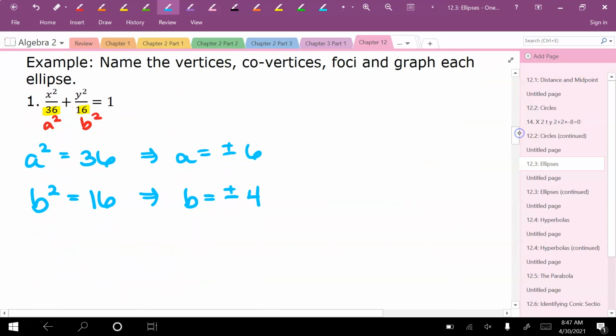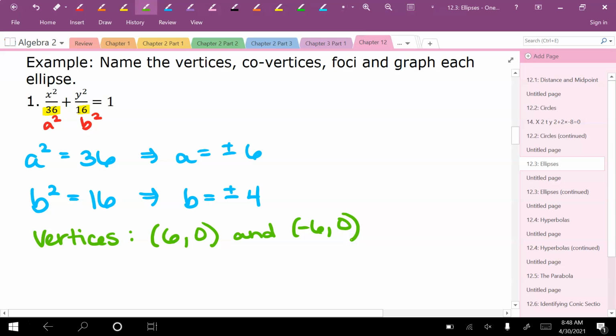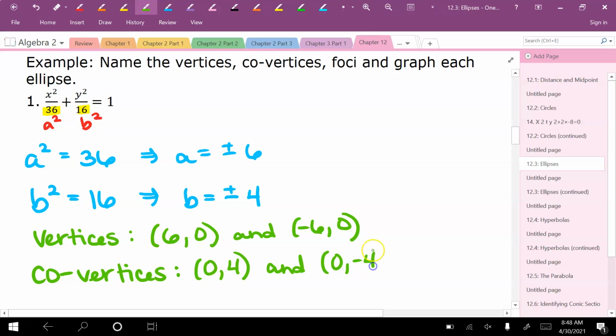Coming back up here to my chart, my vertices are plus or minus the a value and then 0. I said that my a value was 6. So for my vertices, you're going to have positive 6, 0, and negative 6, 0. Because it has that plus minus sign in front, there's two different points. You've got to go negative 6 and positive 6. Now for the co-vertices, on the left hand of the chart, it says 0, plus or minus b. So that would be the 4. So we're going to have 0, positive 4 and 0, negative 4.